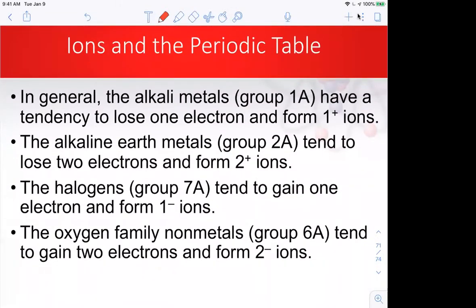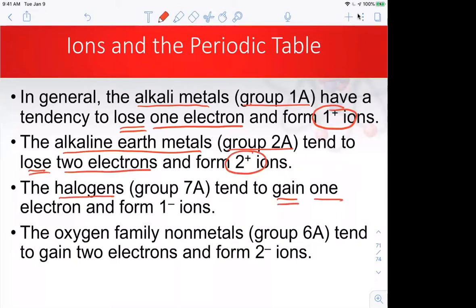So, alkali metals, metals in group 1, lose 1 electron and form +1 ions. Alkaline earth metals, group 2A, tend to lose 2 electrons. They form 2+ ions. Halogens, now I'm in the non-metals, right? They gain 1 electron. They form -1 ions. Oxygen, which is in group 6A, gains 2 electrons and forms 2-.